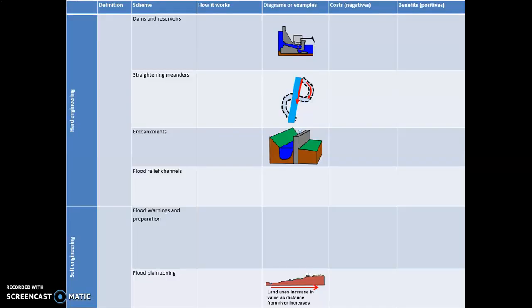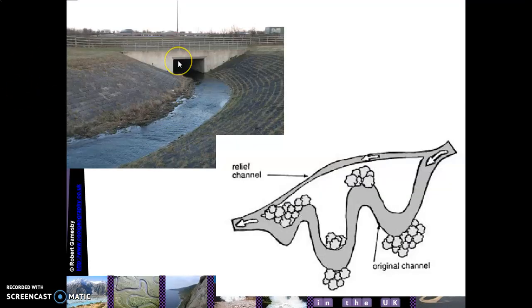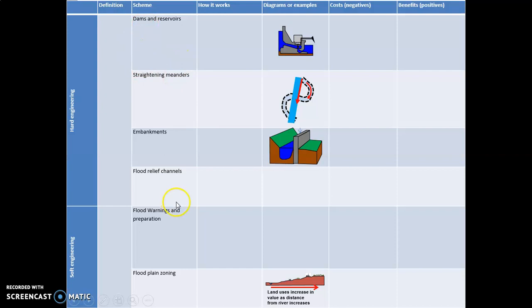Going on to soft engineering. So we've looked at the hard engineering, and now we look at the soft engineering. Hard engineering is all to do with what we can build, how we as humans can use our brains to stop flooding from even happening. Soft engineering isn't stopping flooding, it's reducing the risk of flooding. It's reducing the damage caused by flooding.